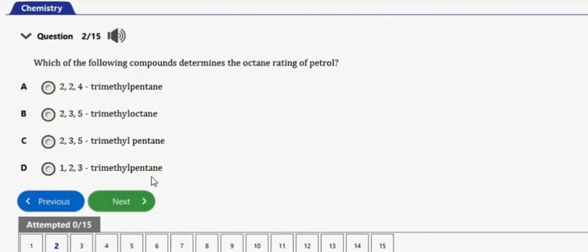The next repeated question will be this one. It says which of the following compound determine the octane rating of petrol. I think we have already answered the question. It is 2,2,4-trimethylpentane.